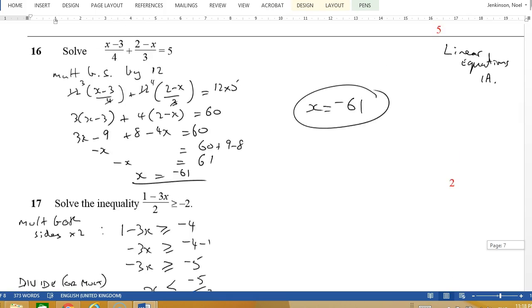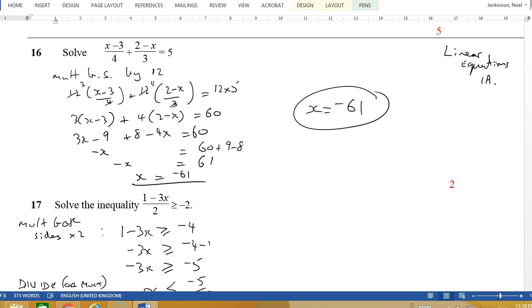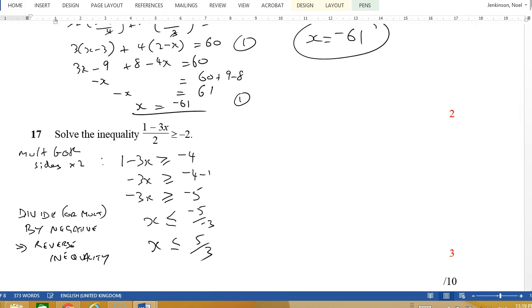How would I mark these last 2 questions, 16 and 17? 16 is worth 2. So you're going to get 1 for getting rid of the 4 and 3 on the bottom and simplifying, and then 1 for the negative 61. And down here, this inequality is worth 3. So I'll probably get 1 for unraveling some of it, 1 for changing the sign, and 1 for the final simplified answer. That concludes all the solutions to the Maths Methods Test 1 on quadratic and linear equations.